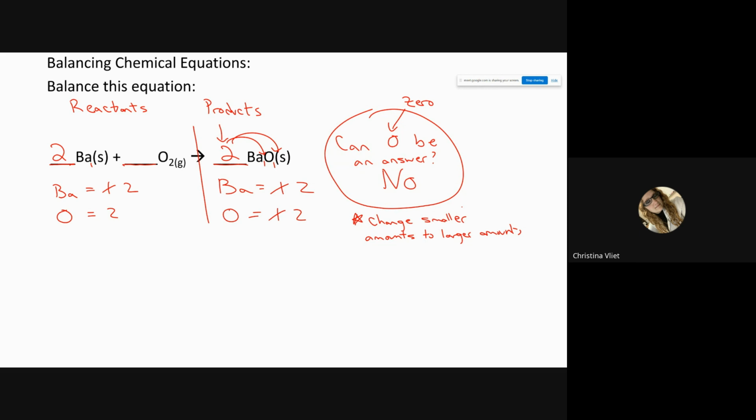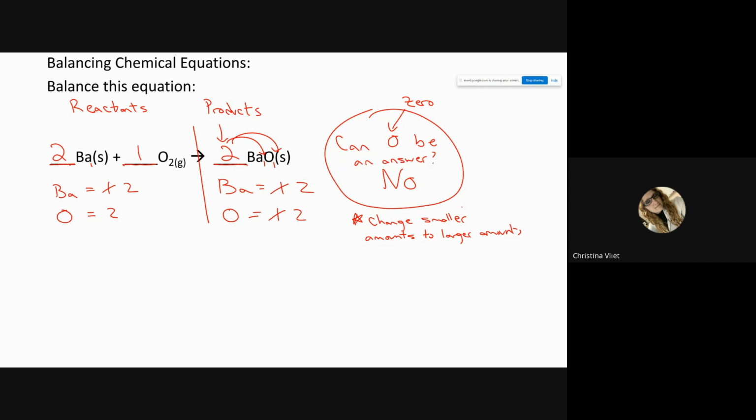And then what number would go in front of O2? 1. So I have to put that. It's implied. So your correct answer here is 2 barium solid plus 1 oxygen O2 gas plus 2 barium oxide solid. Does the state of matter affect the amount? No, not at all. It could be written, but it doesn't have to be for any question. You may or may not see states of matter written.